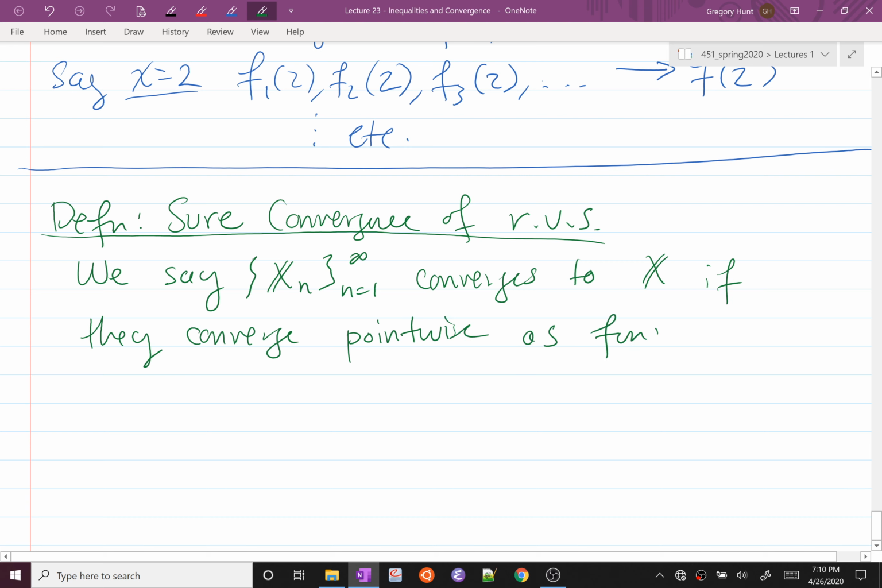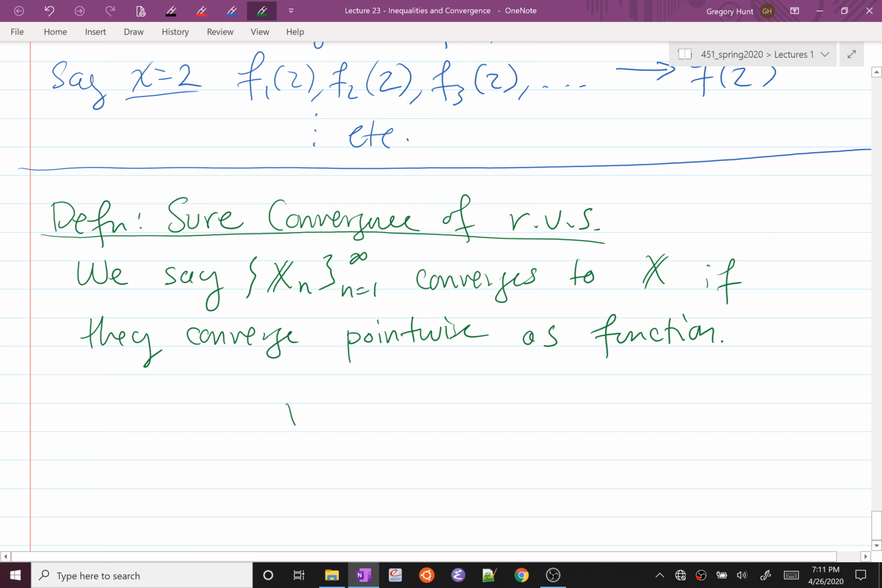So we define pointwise convergence by throwing back to calculus 2 and saying, well, we're going to fix the x, and at each x the function will converge as a series of numbers. And then for random variables, we just throw back on pointwise convergence of functions and treat them as functions, from the sample space to the real line. And we'll just say, okay, the X_n, if they converge pointwise to X, we call that sure convergence.